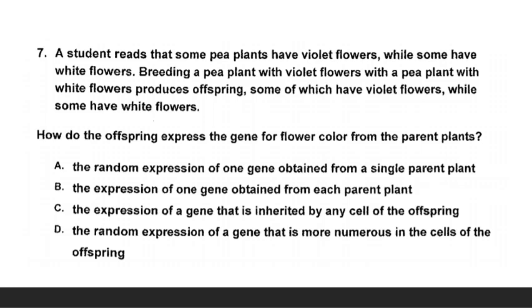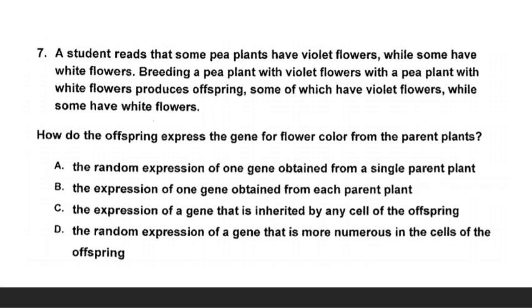So this is just a question about inheritance, and it's wanting to know, is it the random expression of one gene obtained from a single parent plant? Or is it the expression of one gene obtained from each parent plant? The expression of a gene that is inherited by any cell of the offspring? The random expression of a gene that is more numerous in the cells of the offspring?